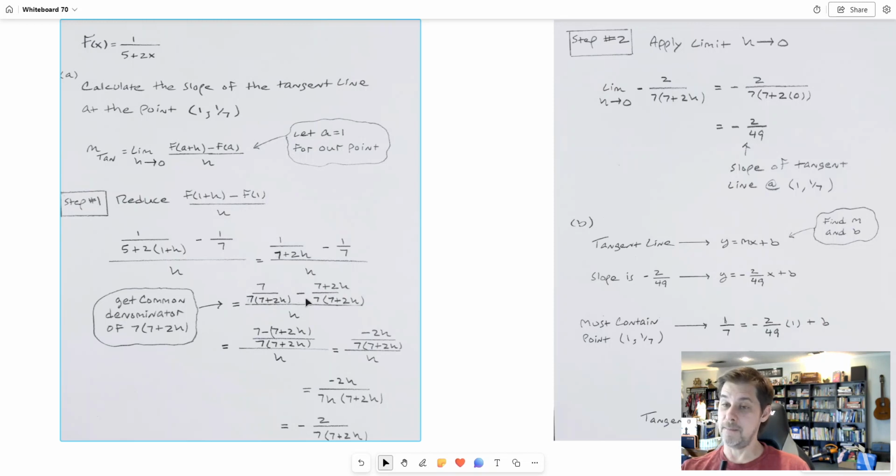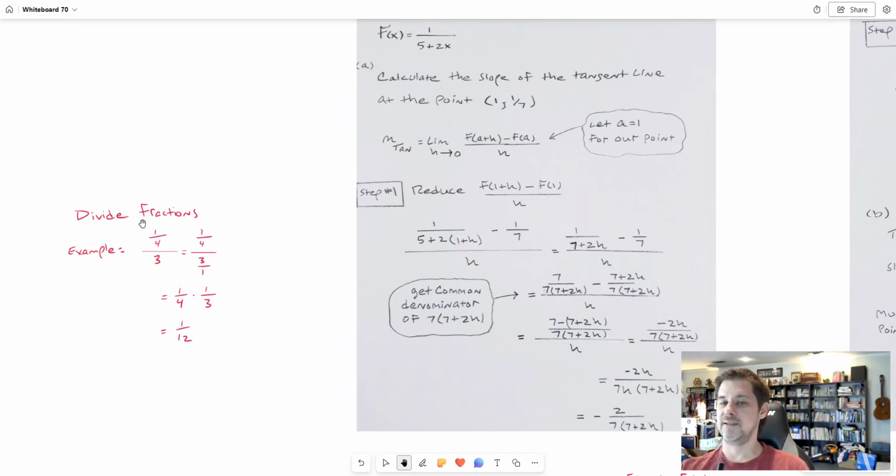It's going to be 7 minus all of 7 plus 2h over 7 times 7 plus 2h over h. Okay? This subtraction distributes across all of that. So that's going to be 7 minus 7, canceling, and then a negative 2h. All right, so now I'm here. So for this part, I need to do some dividing. I want to give you an analogy to this part. I got to take negative 2h over 7 times 7 plus 2h over h.